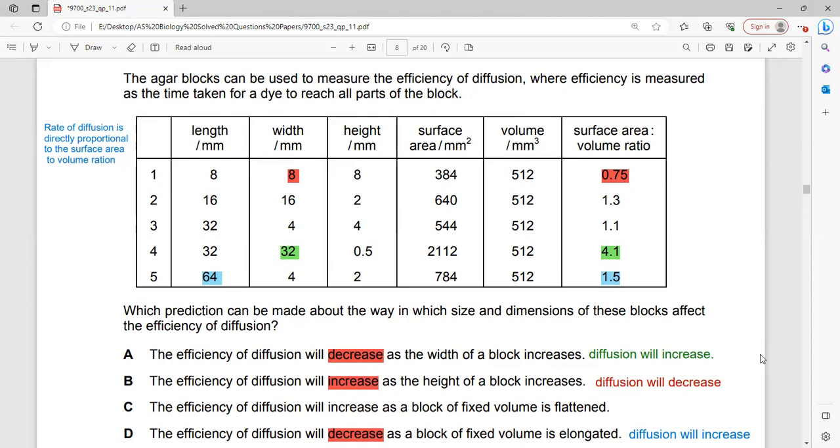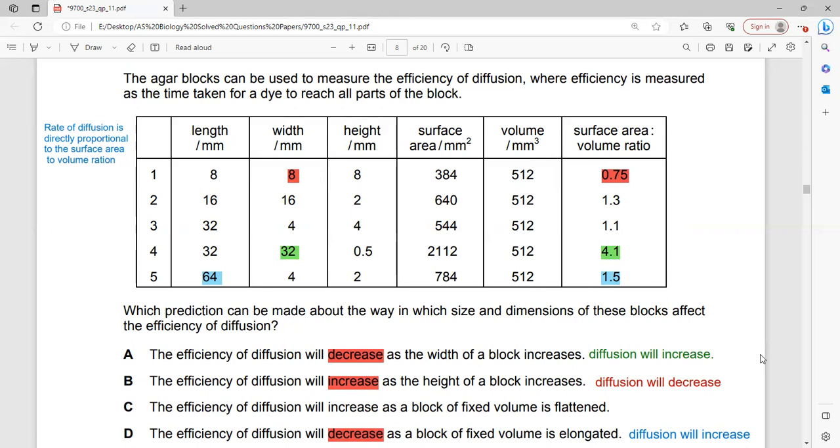While option C says the efficiency of diffusion will increase as the block of fixed volume is flattened. Flattened means you're increasing the width and the length. For example, if the width is 32 and the length is 32 and the height is 0.5, we minimize the height. In this way, it becomes flattened. So the surface area to volume ratio, 4.1, is the greatest. So that's why it is a correct option.